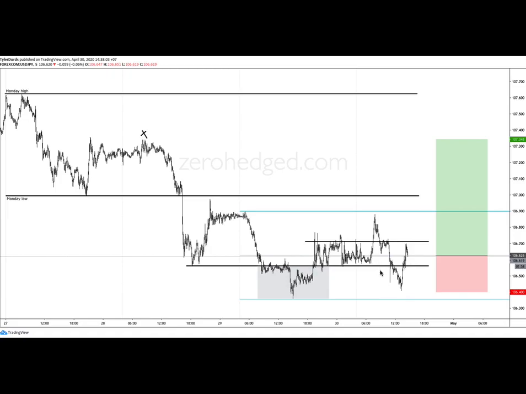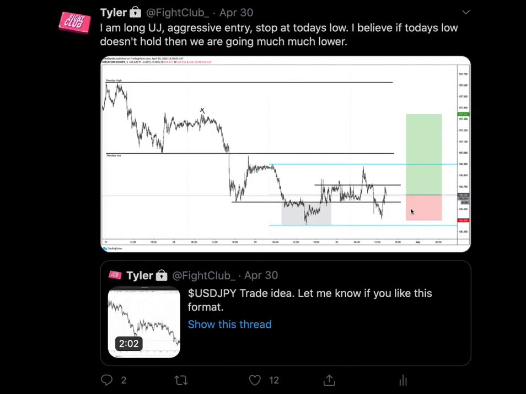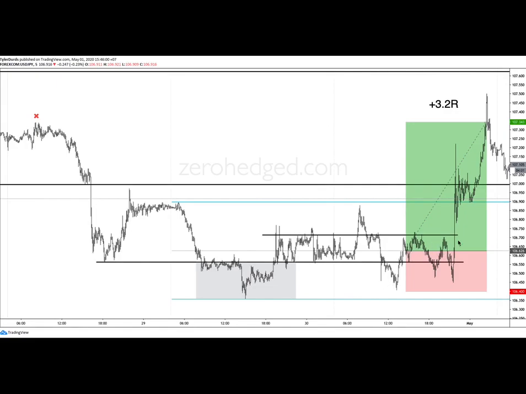This is suggesting to us that the market has taken out the lows in the Tokyo session. It couldn't hit the low on Wednesday. We're now on Thursday, and it couldn't hit the low on Wednesday. We've now formed a higher low. If it holds, this is our entry. That's the entry trigger, and then we move on to our entry point, which was long UJ, an aggressive entry, with the stop at today's low. I believe if today's low doesn't hold, then we're going much lower. So we had the risk at the low, and as you can see, the trade went in our favor.